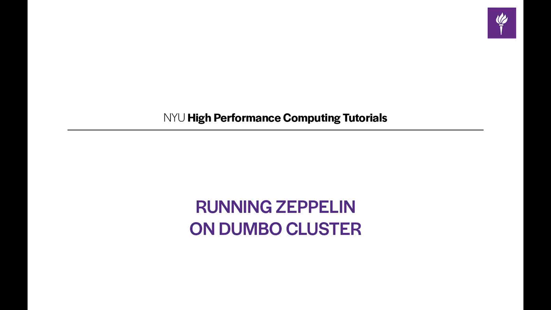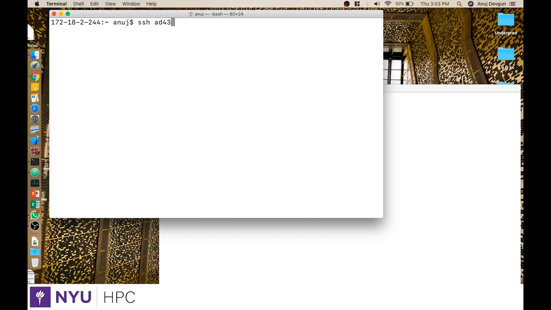So let's say you want to run Zeppelin on the cluster. This video will show you how to do that. First, we're going to log into the Dumbo cluster because that's where Zeppelin is located.